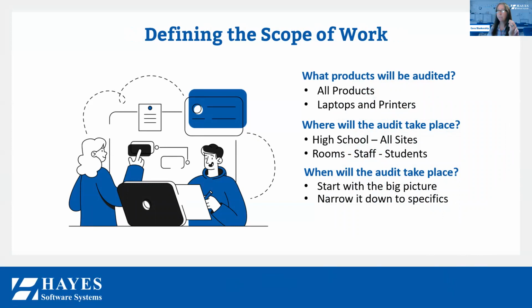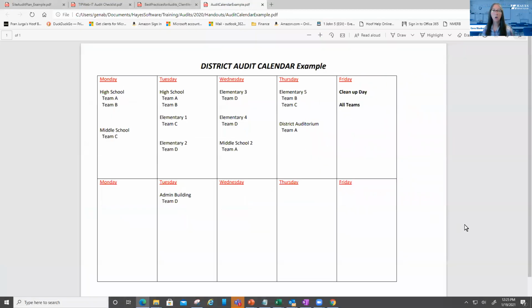With this big picture, we need to start now with some documentation. So how are you going to keep track of what's happening here and have that help with your plan? There's some resources on the link that I provided earlier. And let's start with this district audit calendar example.